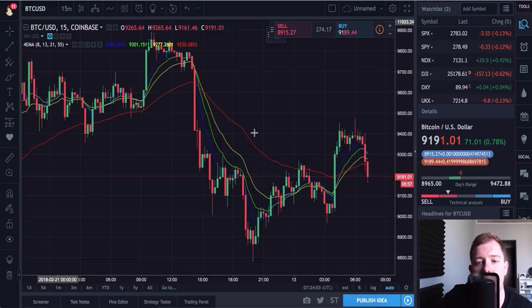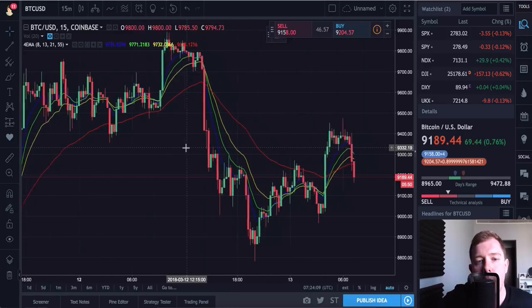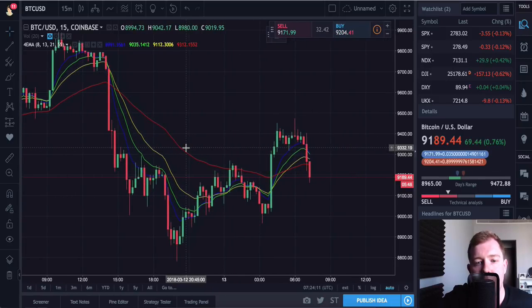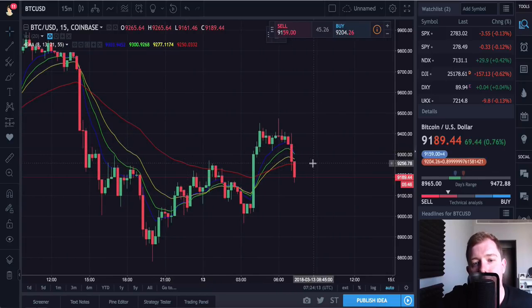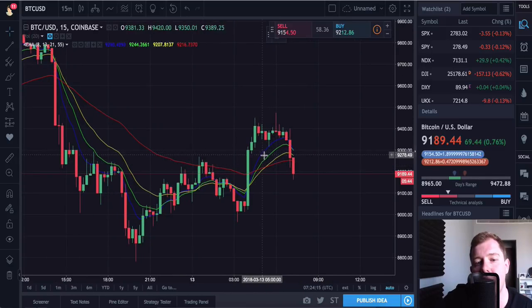Now, a 15-minute chart is probably better for day trading. Maybe not day trading. I personally use the hour chart for day trading, but you can definitely use the 15-minute chart. Now, what happens here? We can see here that the indicator is blue, green, yellow, red. Now, what might come of that?